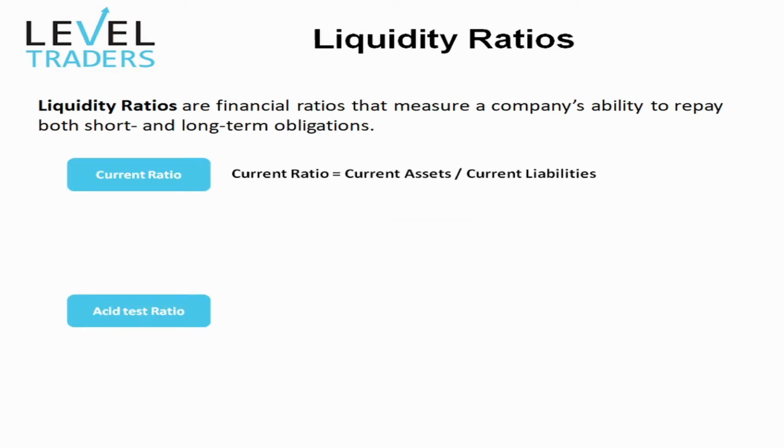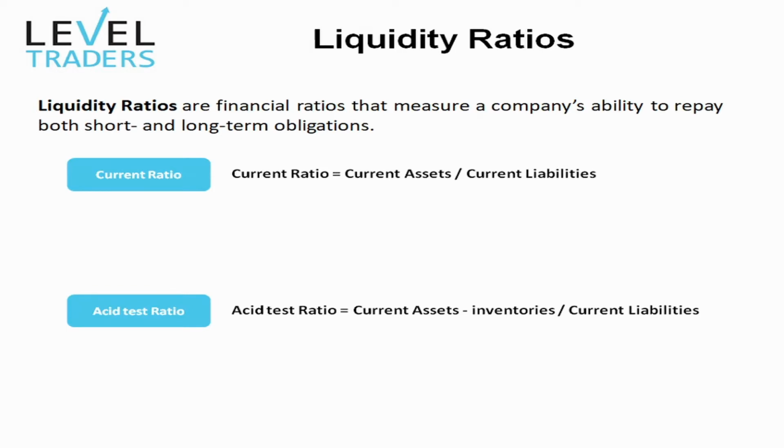Then we have the acid test ratio. This is a similar formula. The only difference between this and the current ratio is it takes away inventories from current assets. The reason it does that is because sometimes stock or inventory is hard to get rid of, so it's not as liquid. So that's why it takes that out. And this is actually my preferred ratio when it comes to looking at liquidity. I prefer the acid test ratio over the current ratio.